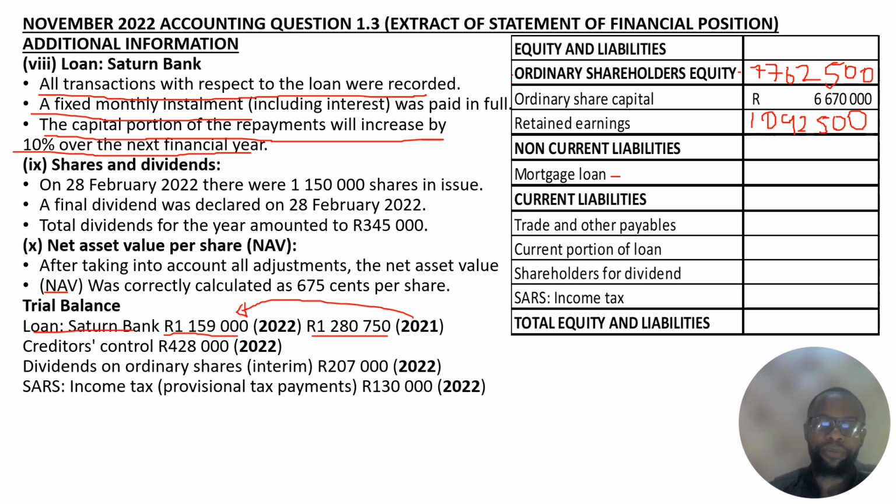So now we want to take out the current portion. What is the current portion? The amount that will be paid in the next financial year is no longer long term. That one is not going to be long term, because it's going to be paid within 12 months. Under long-term liabilities, we only include the things that are more than 12 months. So that current portion that is going to be settled within 12 months, we need to take it out and put it on current liabilities.